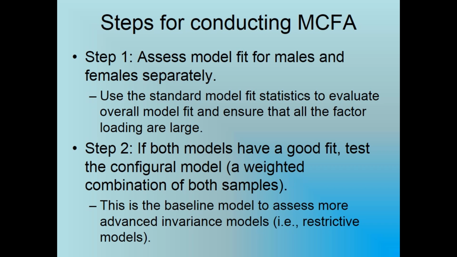Step 2 is going to be our configural invariance model, which is going to be the baseline model in the weighted combination of the male and female sample. Again, it's the least restrictive, because although the factor structure is the same across both groups, which is why it's called an invariance model, there is actually no equality of any parameters.